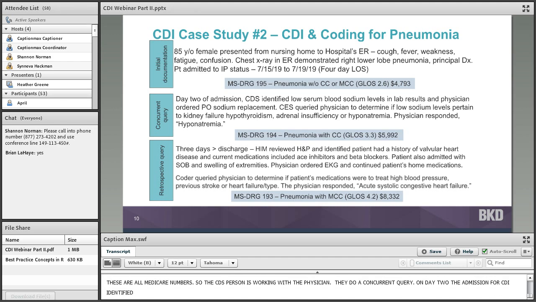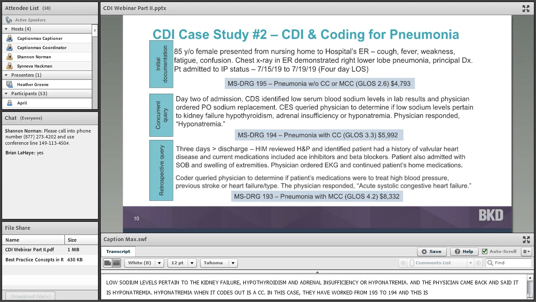So the CDI person is working with the physician. They do a concurrent query. On day 2 of the admission, the CDI identifies a low serum blood sodium level in the lab results, and the physician ordered PO sodium replacement. The CDI queried the physician to determine if the low sodium levels pertain to kidney failure, hypothyroidism, adrenal insufficiency, or hyponatremia. And the physician came back and said it's hyponatremia.